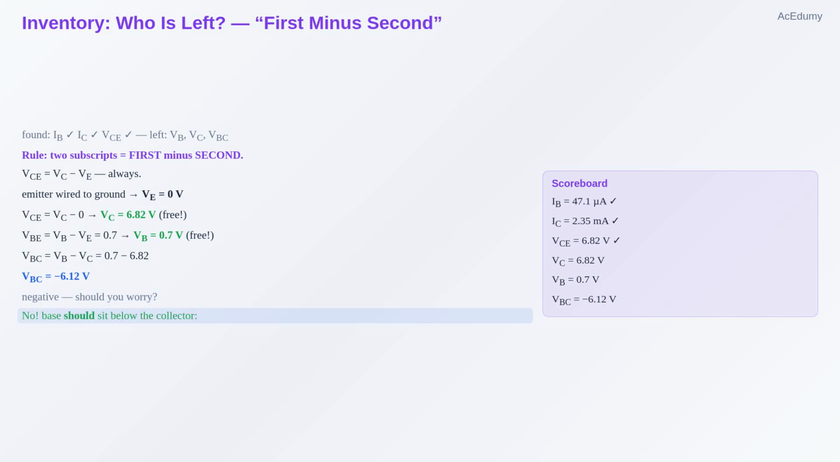Negative. Should that worry you? Not at all. The base should sit at a lower voltage than the collector. A negative V sub BC tells you the base to collector junction is reverse biased. And that, together with the forward biased base to emitter junction, is exactly the recipe for the active region, the region where the transistor amplifies. That minus sign is the circuit telling you, I am healthy.